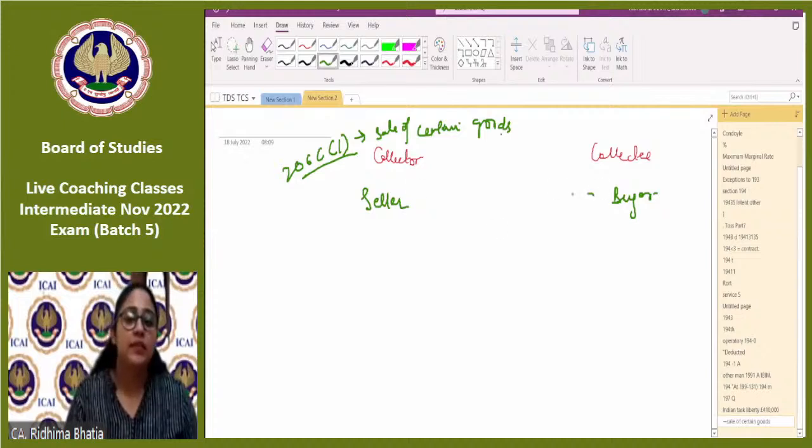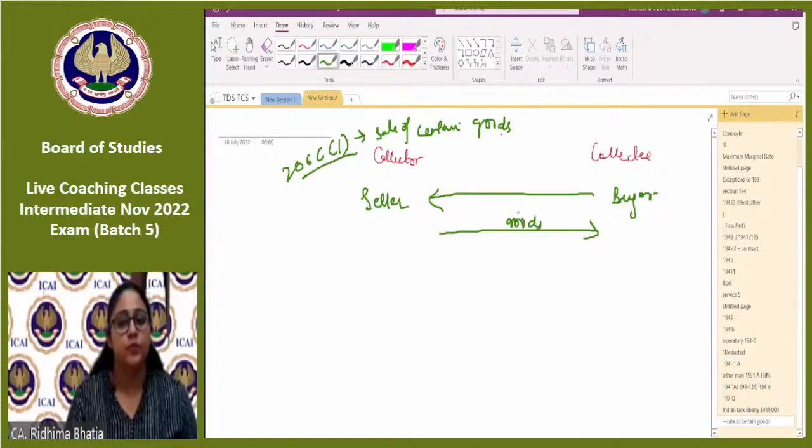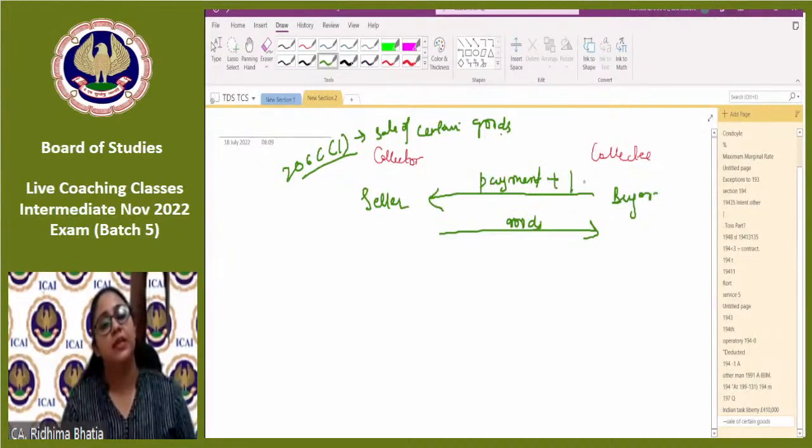Seller will collect TCS from the buyer. He will give him the goods. He will collect TCS. He will collect the payment. So over and above the payment, he will collect TCS.